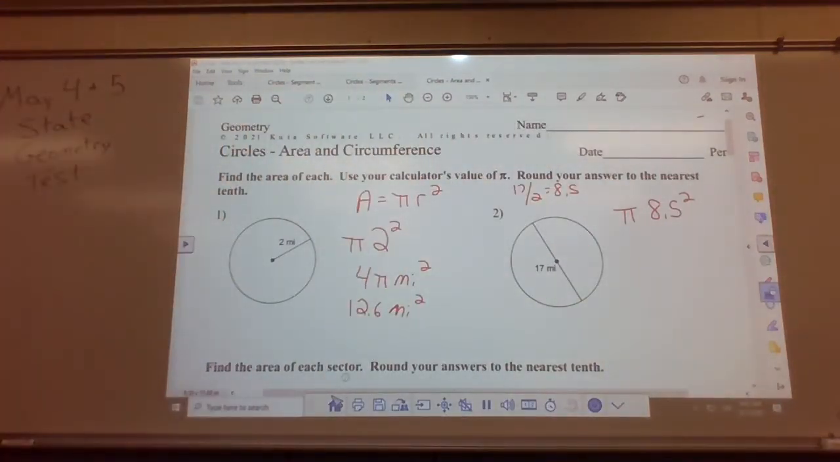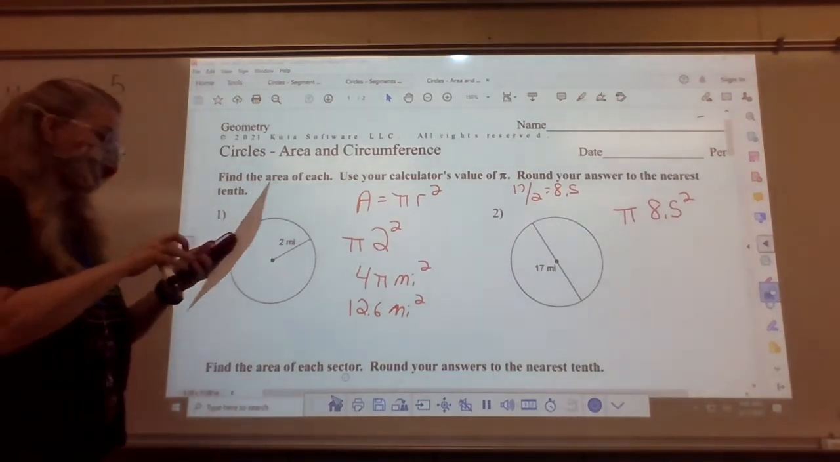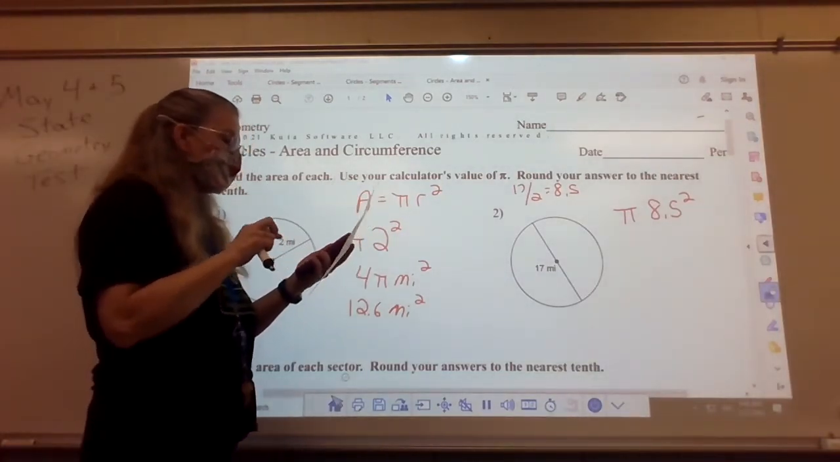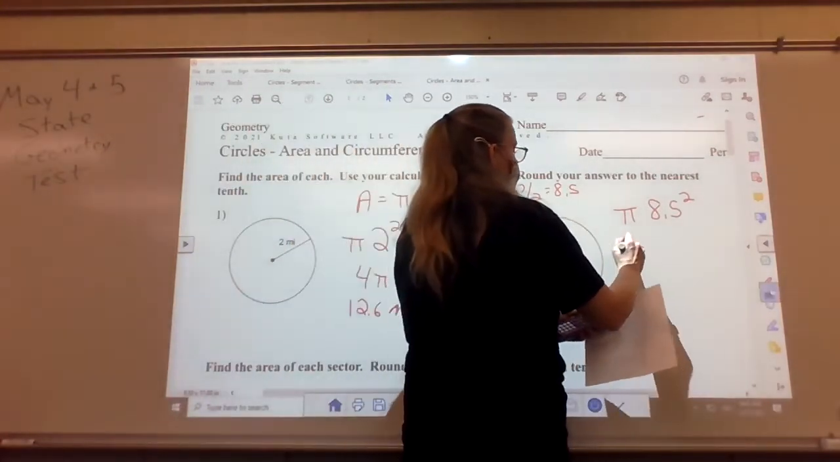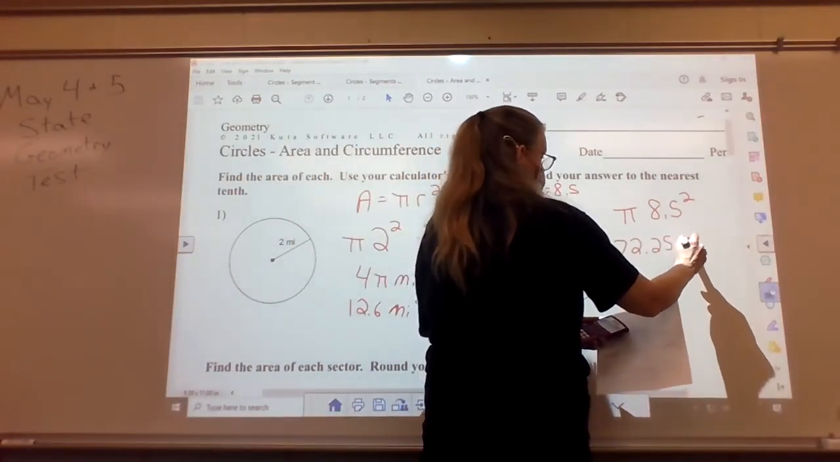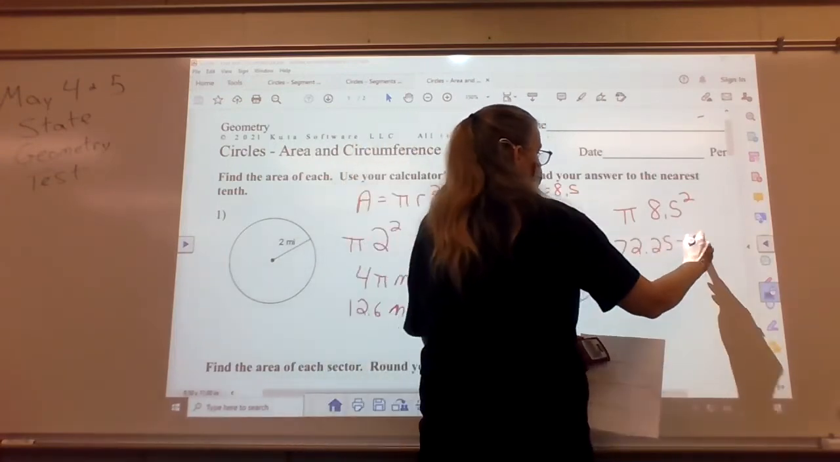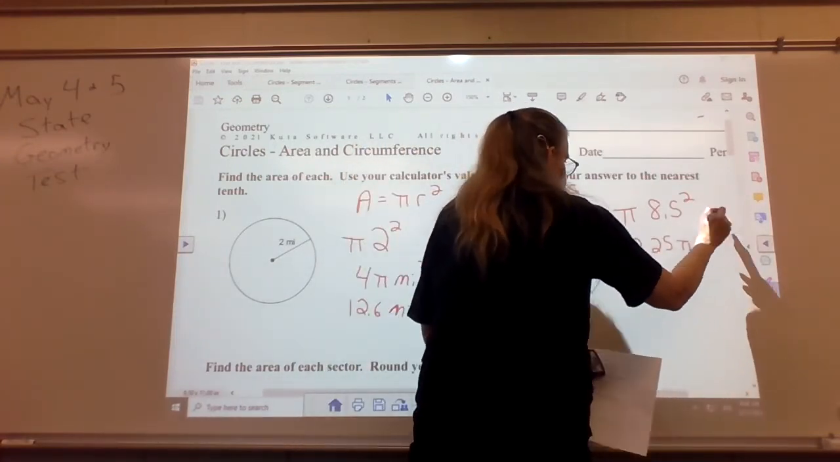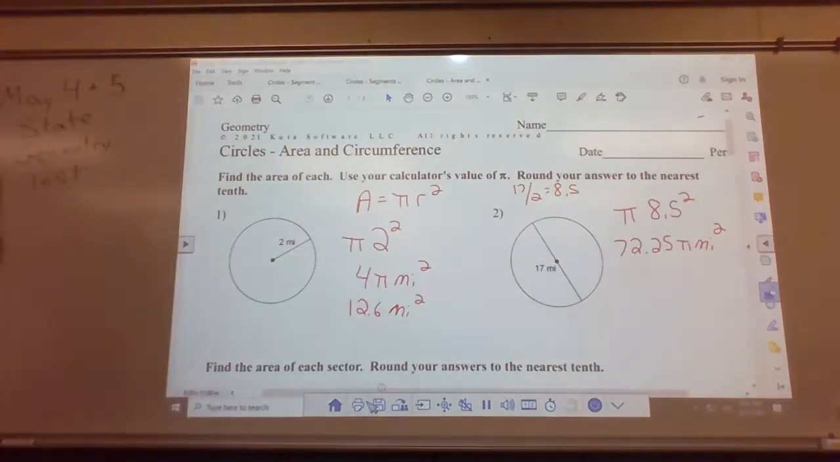So like I said, first just leave pi as pi. 8.5 squared, hit the equal, and I get 72.25 pi miles squared. Area is always a squared unit.